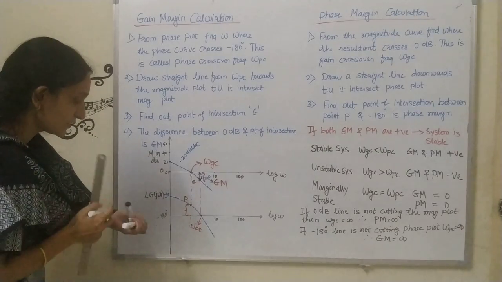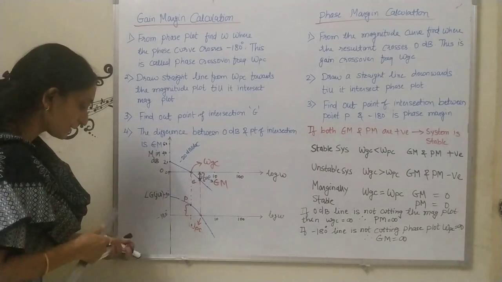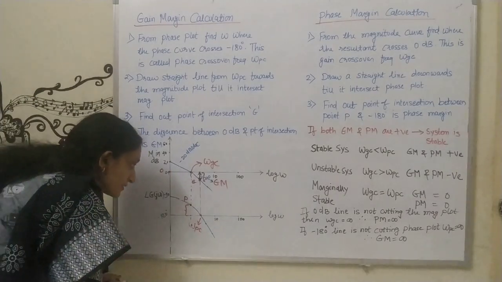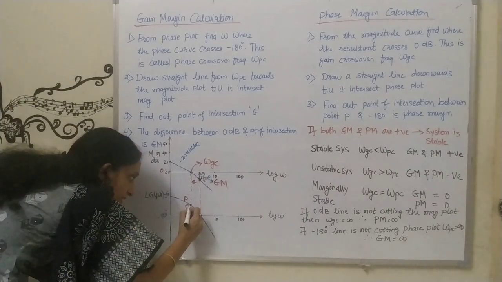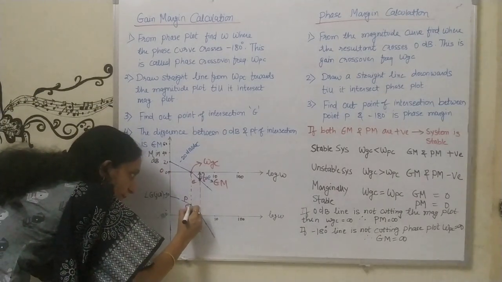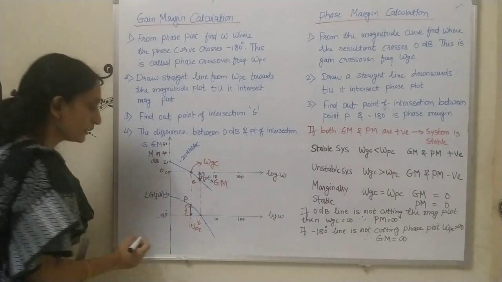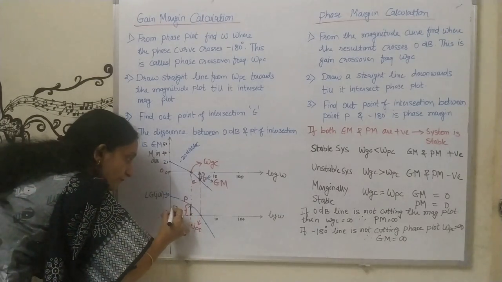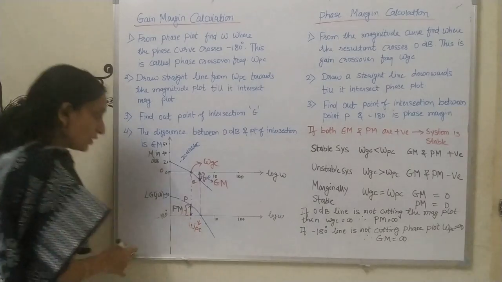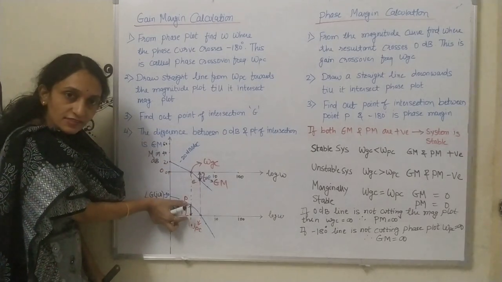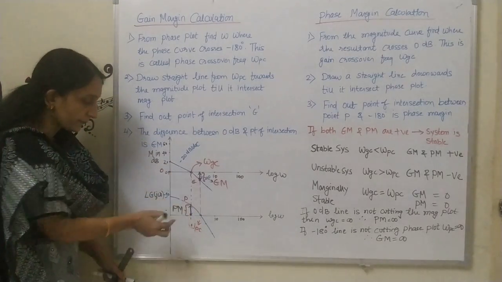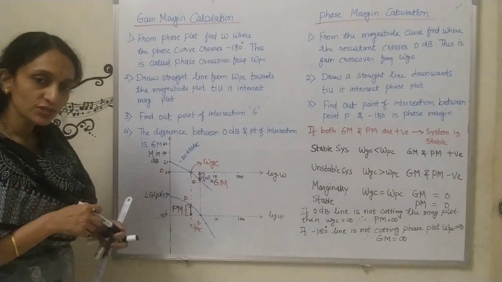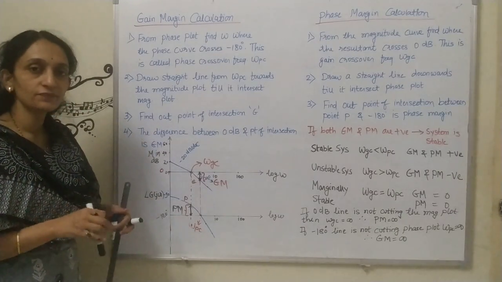So again I will show this with the black pen. Look at this. Here you need to calculate this difference from point P to the minus 180 degree line. So this is called the phase margin. This difference is called the phase margin. I hope you are getting the procedure for calculating gain margin and phase margin.